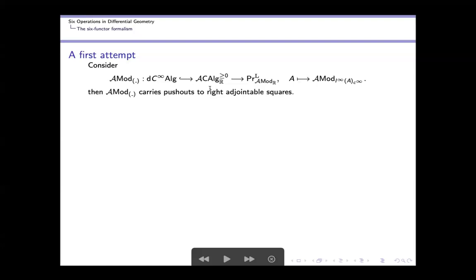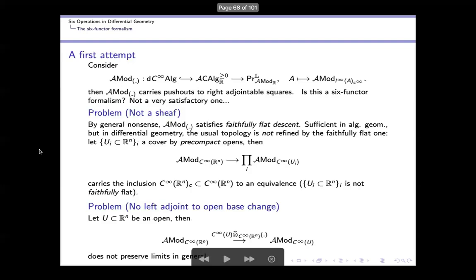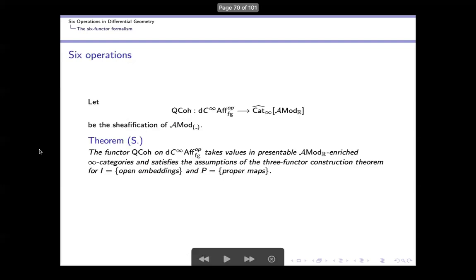And now, because these tensor products are the same, we indeed have that push-out diagrams are going to be carried to right jointable squares. So this is very promising. This is, you know, the hardest part of the six-functor formalism, and it is now taken care of. So this is not quite a six-functor formalism. I will skip to what the six-functor formalism actually is.